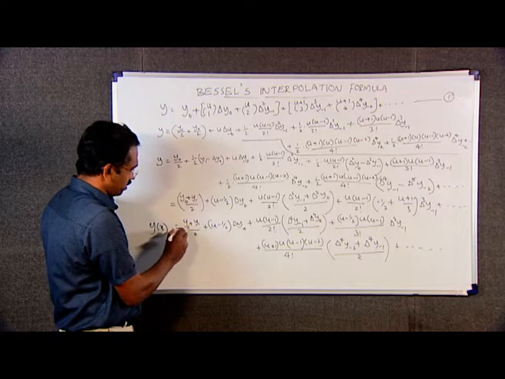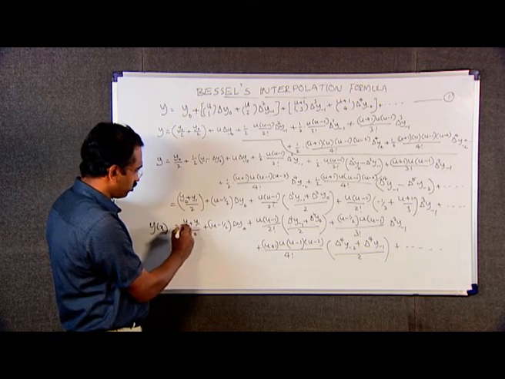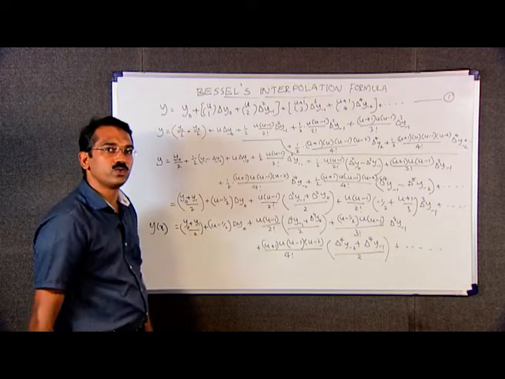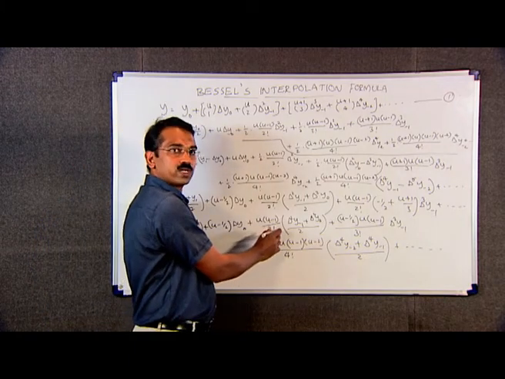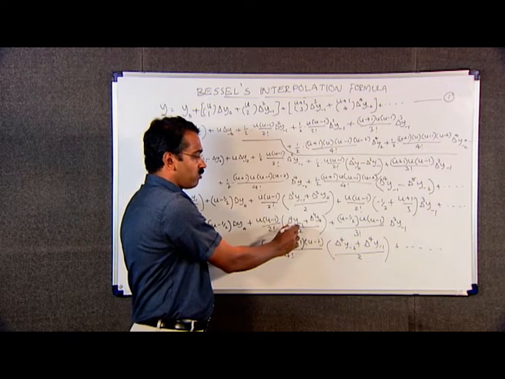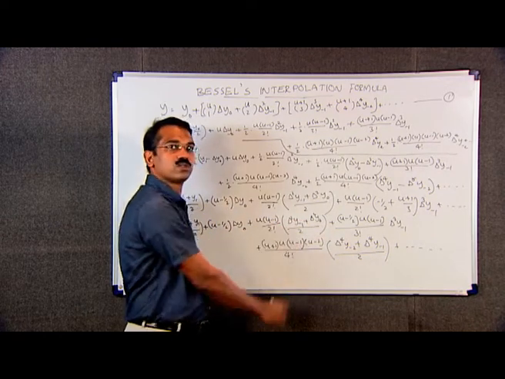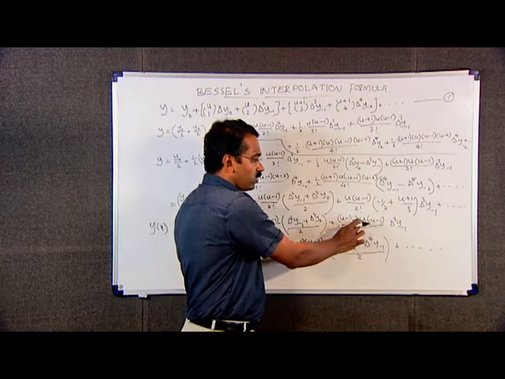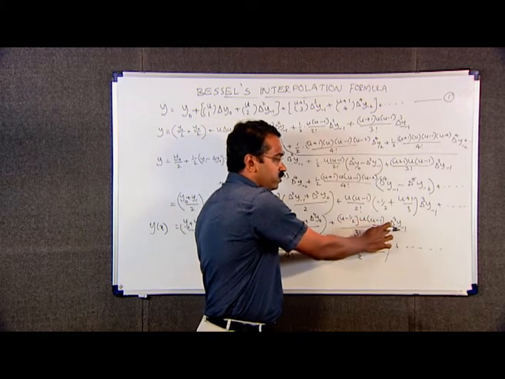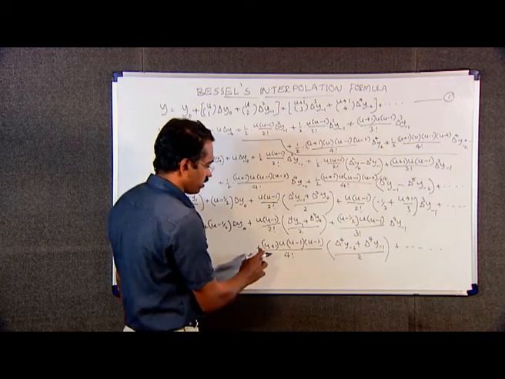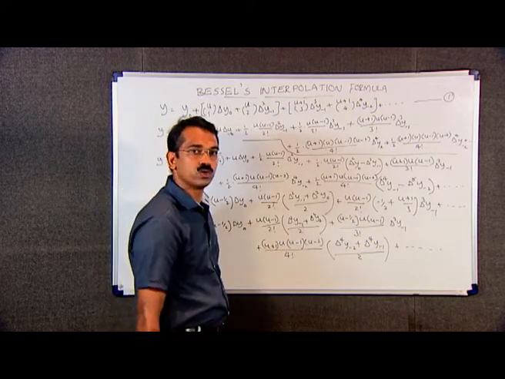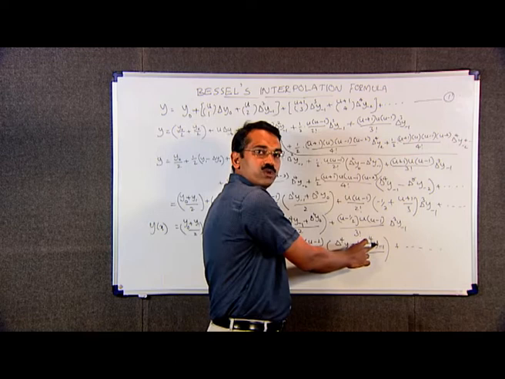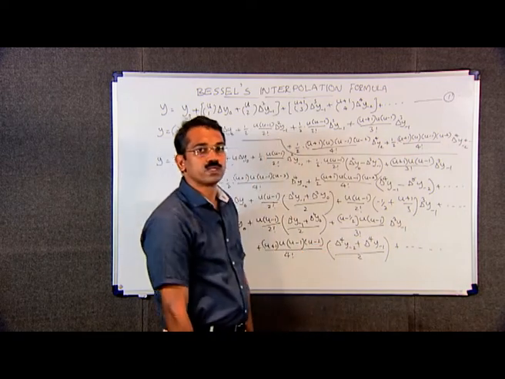y means y of x, that is y naught plus y1 divided by 2 plus u minus 1 by 2 into delta y naught plus u into u minus 1 divided by 2 factorial into delta square y minus 1 plus delta square y naught divided by 2 plus u minus 1 by 2 into u minus 1 divided by 3 factorial into delta cube y minus 1 plus u plus 1 into u minus 1 into u minus 2 divided by 4 factorial into delta raised to 4 y minus 2 plus delta raised to 4 y minus 1 all divided by 2 plus etc.